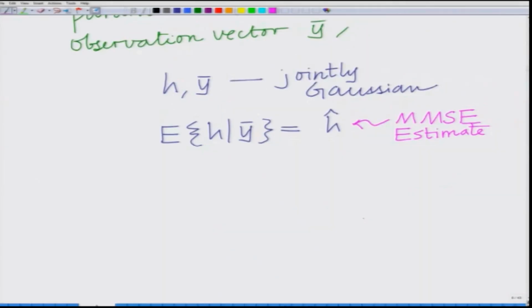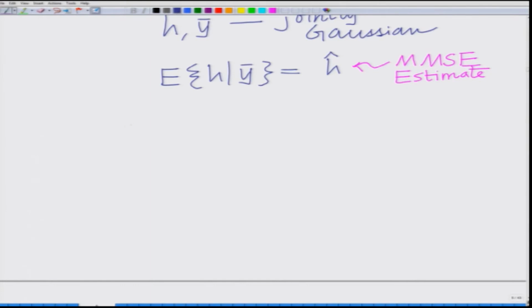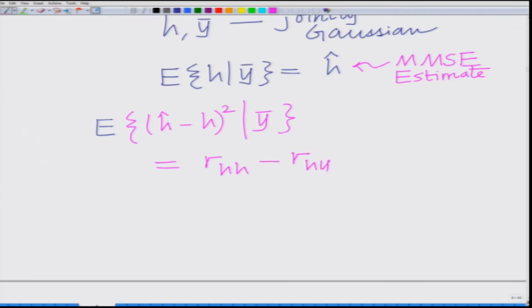Further, the MSE, the mean squared error, that is the expected value of h hat minus h whole square given y bar. I am not going to write this explicitly because the estimate is calculated only conditioned on the observation vector y bar. This is basically R hh minus R h y bar, the cross covariance, times the inverse of the covariance matrix times R y bar h.